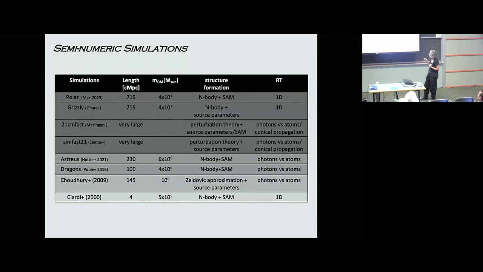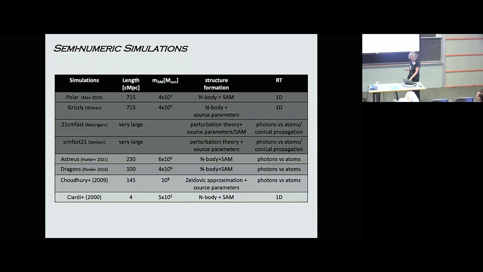And they are based either on N-body simulations for structure formation or on perturbation theory. And the radiative transfer is either 1D or the simple counting of photons and atoms, because clearly this is much, much faster. And actually, while researching for this review, Andrea, I realized that during my PhD we might have written the first semi-numeric approach, and I had forgotten about that. It's your fault.